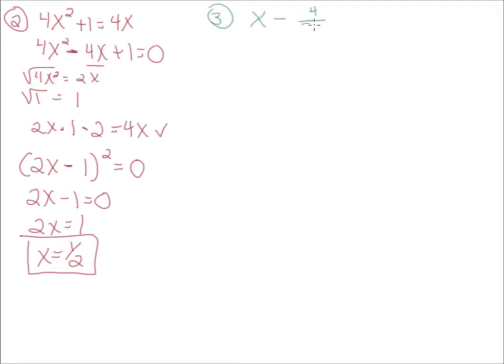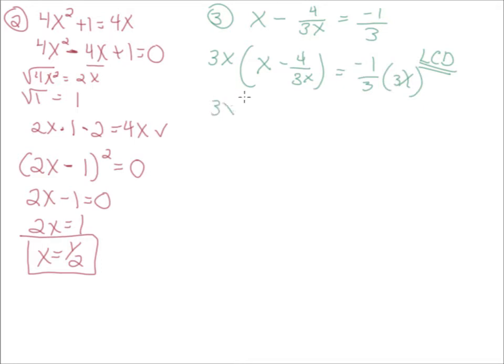Example 3, when I first look at it, it does not look like a quadratic. But you notice I have some fractions here. So to simplify this down, I'm going to use my least common denominator. So I'm going to multiply each side of the equation by my least common denominator. When I multiply that out, I end up with 3x squared minus 4 is equal to negative x. So now you can see this is a quadratic equation. We just had to do some multiplication first to get rid of the fractions.